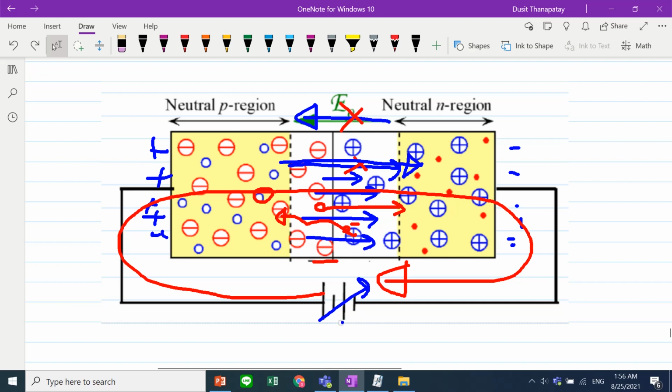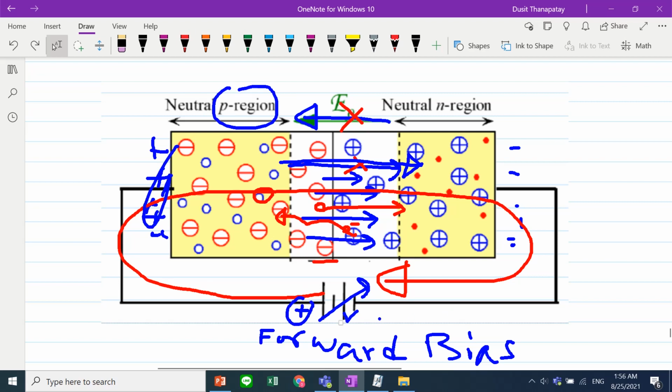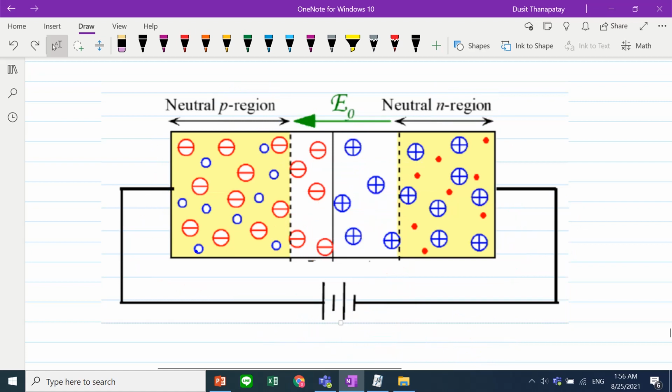This kind of applying voltage is called forward bias. Forward bias: to apply external voltage with positive polarity at the P region and negative polarity at the N region. So it becomes forward bias, and with this forward bias, this element can conduct current.